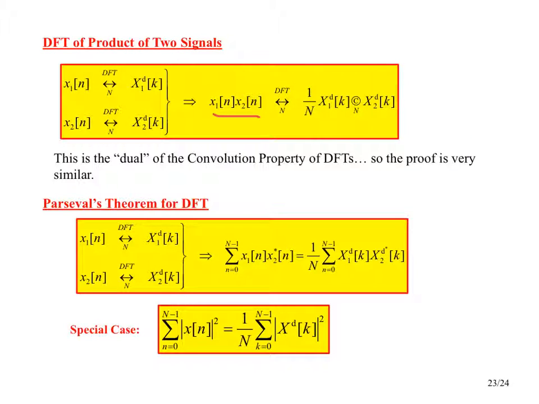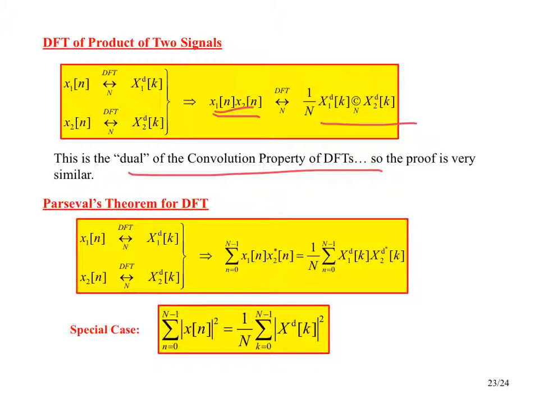But what it says is that the product of two chunks of discrete time signal, take a DFT of them, the resulting DFT is the circular convolution of their individual DFTs. So this is a dual of the convolution properties for DFTs, but it's also the DFT version of time multiplication for DTFTs and for CTFTs.